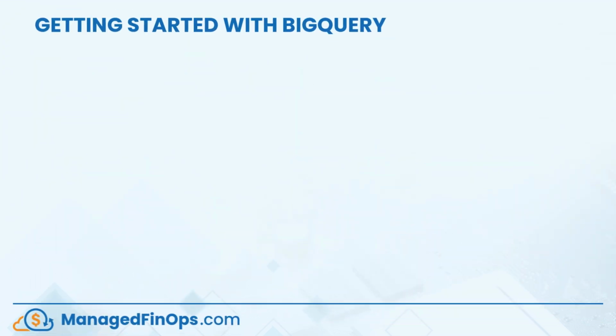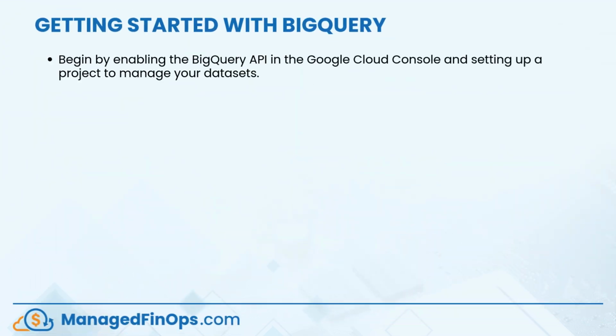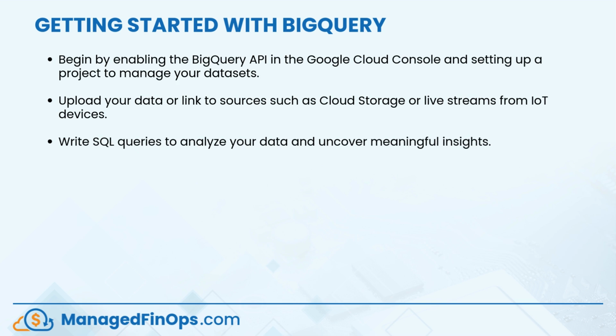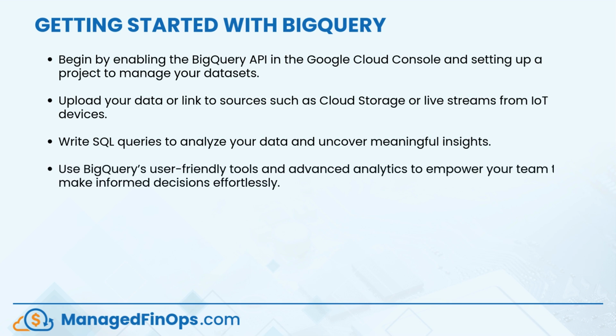Getting started with BigQuery is simpler than you might think. Start by enabling the BigQuery API in Google Cloud Console and creating a project to organize your datasets. Upload your data or connect to external sources like cloud storage or even live streams from IoT devices. Write your first SQL query to analyze the data and explore the insights hidden within your datasets. By leveraging BigQuery's intuitive interface and powerful analytics capabilities, your team can begin making data-driven decisions with ease.